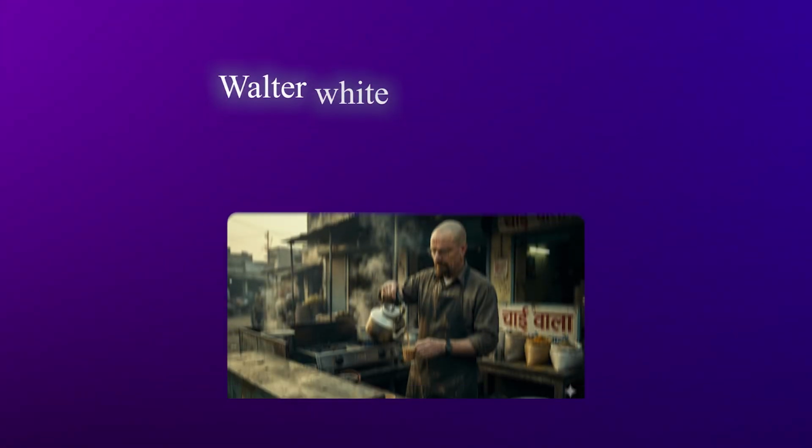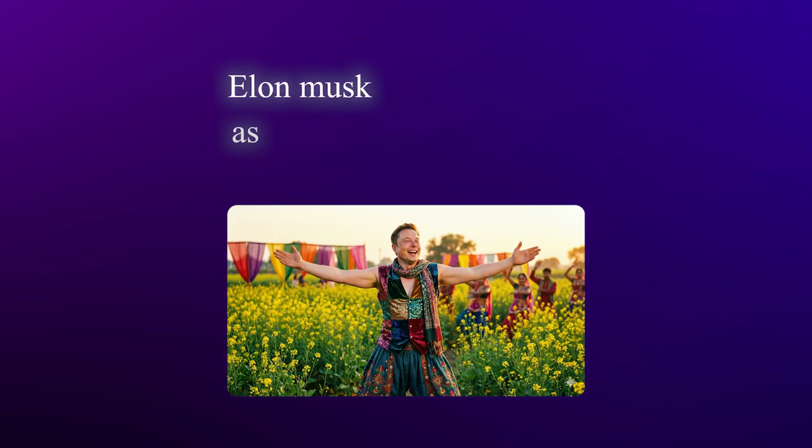What if I told you you could make Iron Man fixing a ceiling fan, Walter White selling chai, or you could make Elon Musk as a 90s Bollywood dancer? And you could do all of this in under 60 seconds. No Photoshop, no designing skills. Welcome to the world of AI image generation.